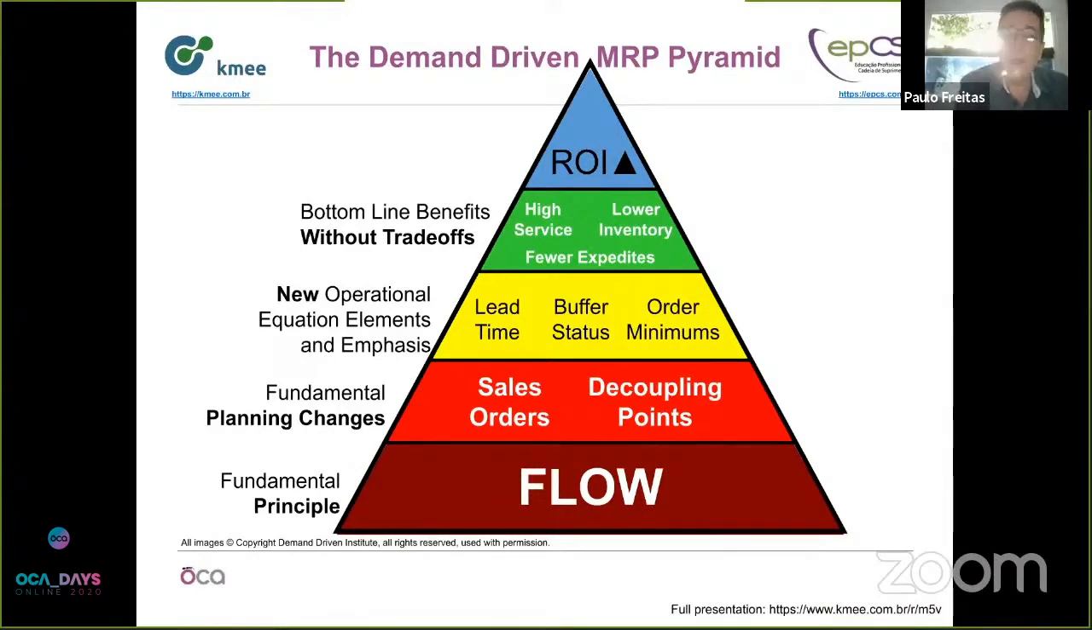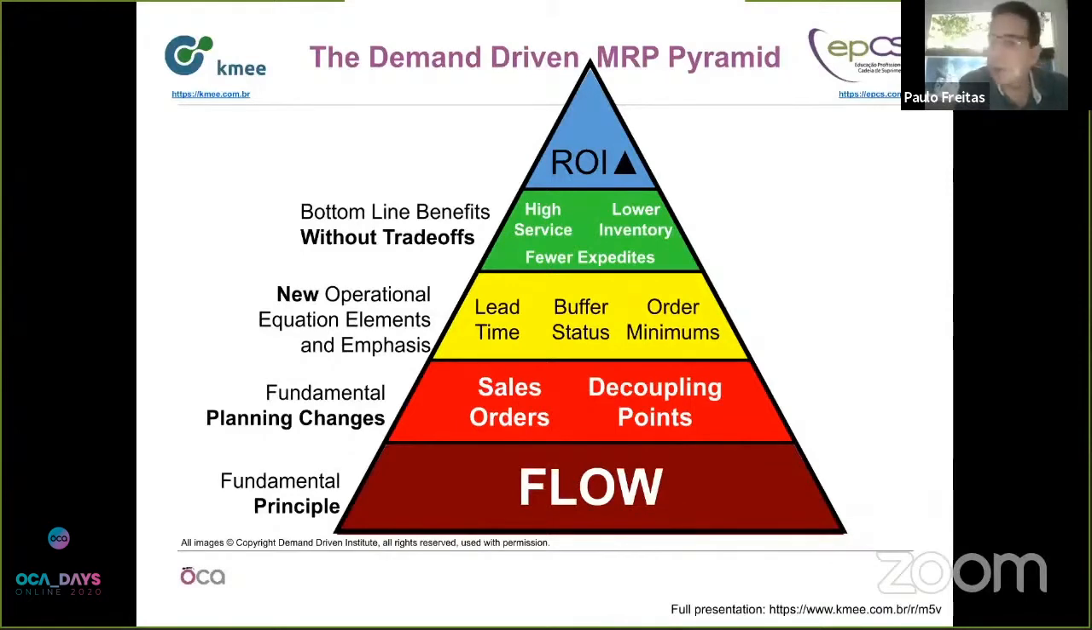And the future of the world points out that companies will survive if they change to becoming more flexible factories, to becoming more flow conscious factories. All right. So that's the fundamental principle. Those that will survive in the future will be the ones that make this move. The fundamental planning changes in this methodology is obvious.